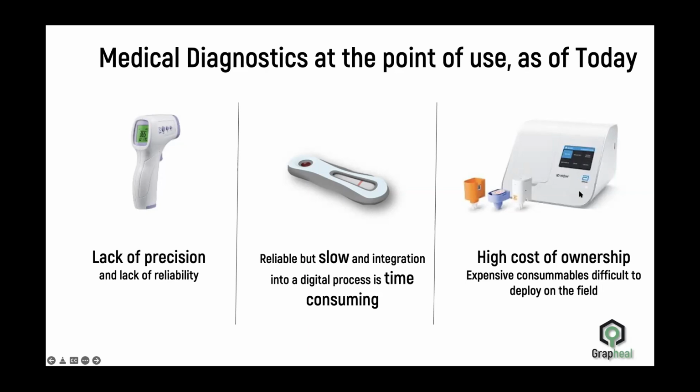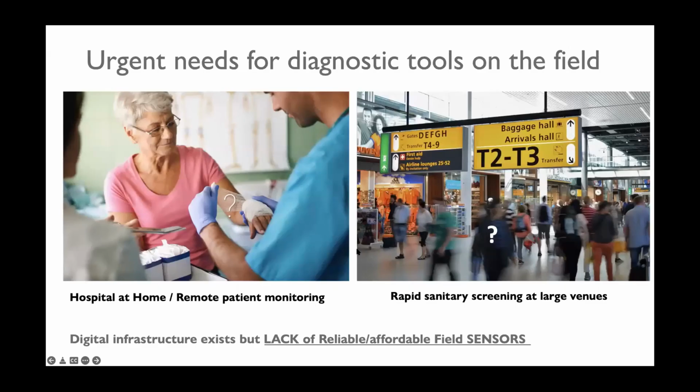You can have, of course, much more advanced PCR-like devices, but they have a high cost of ownership. They use expensive consumables, and they are very difficult to deploy on the field, typically, for example, at the entry of an airport. So there is a very big need of diagnostic tools on the field, either for hospital at home, remote patient monitoring for chronic disease, or for sanitary screening at large venues, for example, for this pandemic.